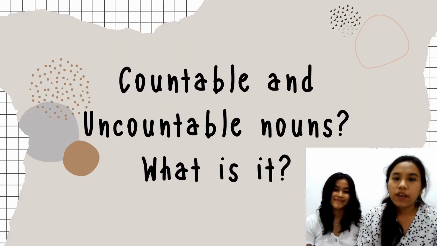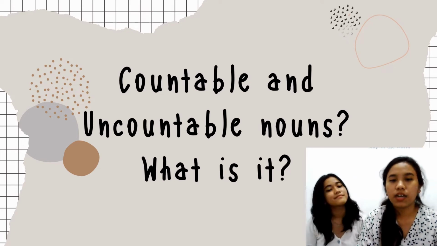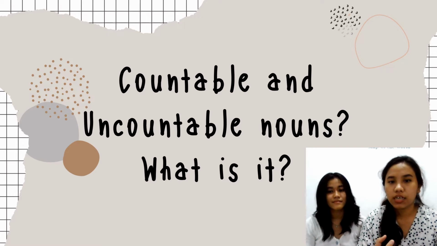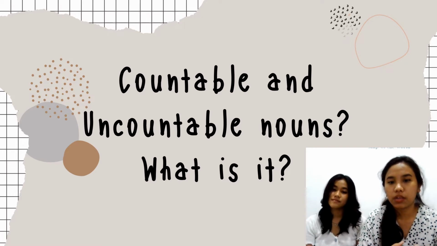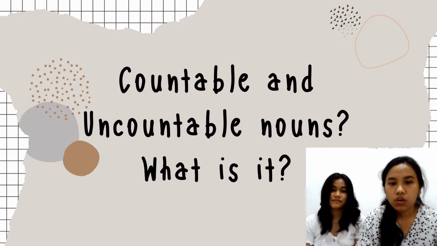Countable and uncountable nouns. What is it? Countable nouns refer to items that can be counted, even if the number might be extraordinarily high. For example, like counting all people in the world. Countable nouns can be used with articles such as a, and the, or quantifiers such as a few and many.